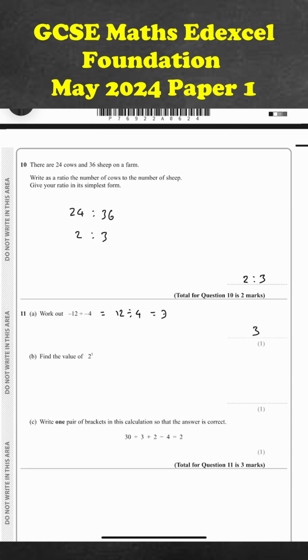Part B, find the value of 2 to the 5. That's 2 times 2 times 2 times 2 times 2. 2 times 2 is 4. Times 2 again is 8. Times 2 again is 16. Times 2 again is 32.